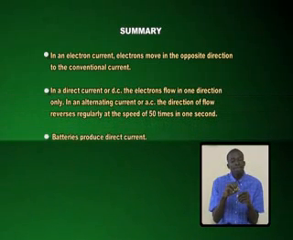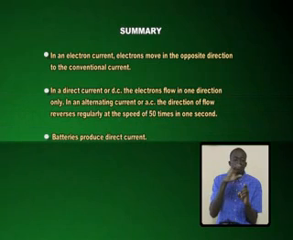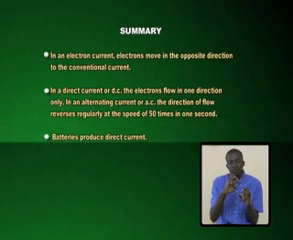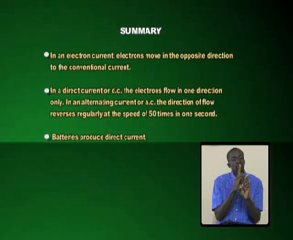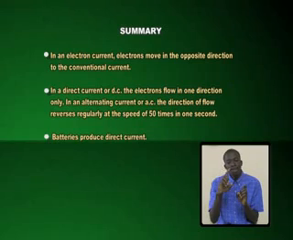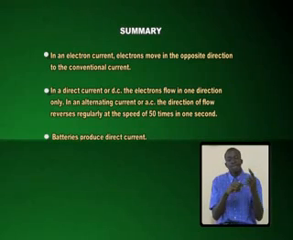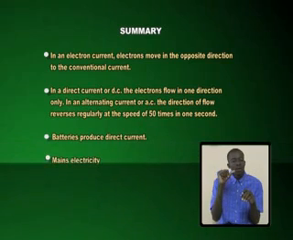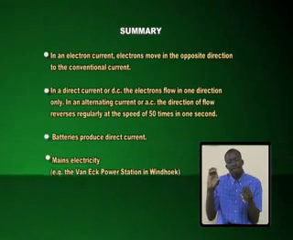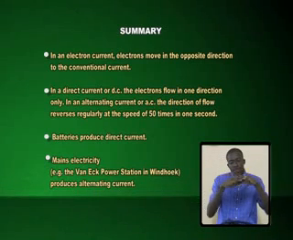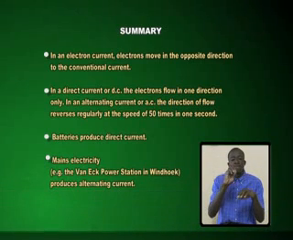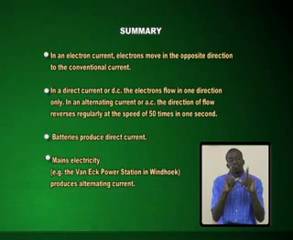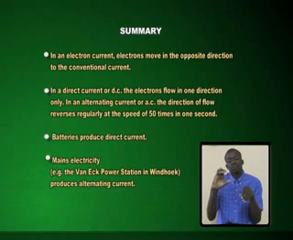In a direct current or DC, the electrons flow in one direction only. In an alternating current or AC, the direction of flow reverses regularly at the speed of 50 times in 1 second. Batteries produce direct current. Mains electricity, for example the Van Eck power station in Windhoek, produces alternating current.